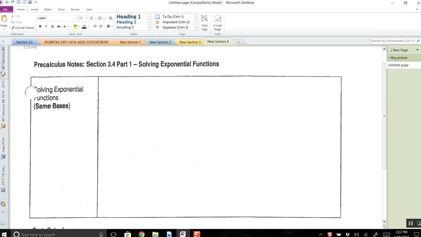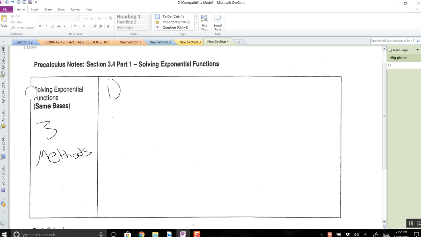Okay. So anyway, we're just going to talk about section 3.4, part 1. These are pretty short notes. We're talking about solving exponential equations. Next time, we'll talk about solving log equations. What I want to do is show you 3 methods for solving an exponential equation.